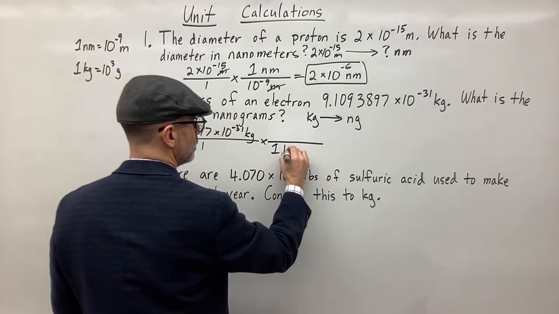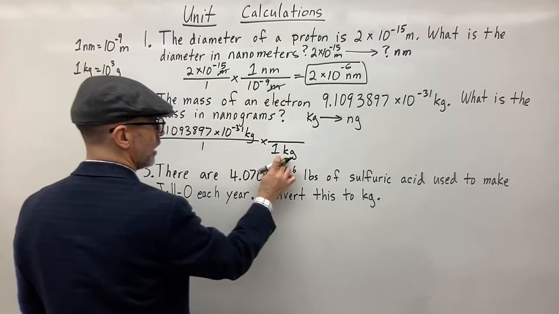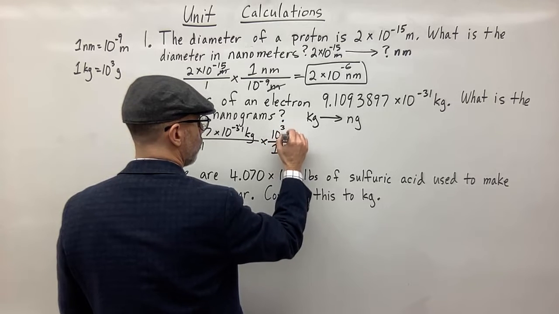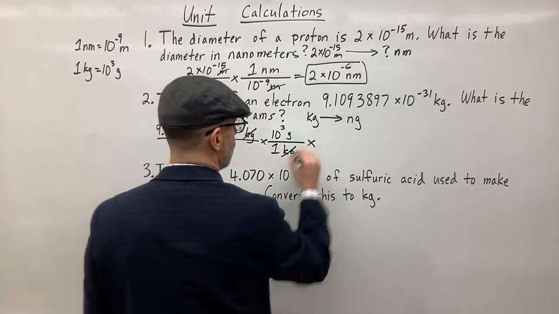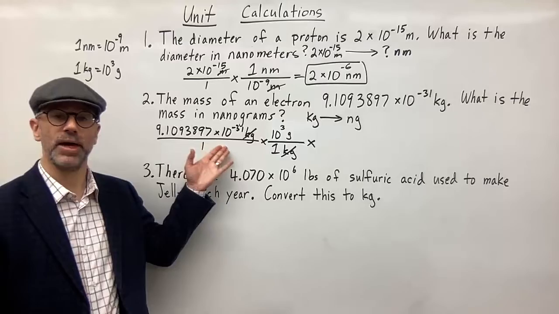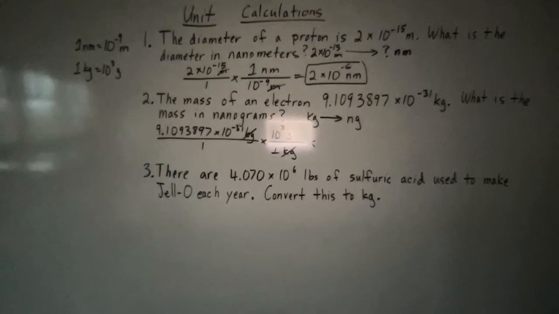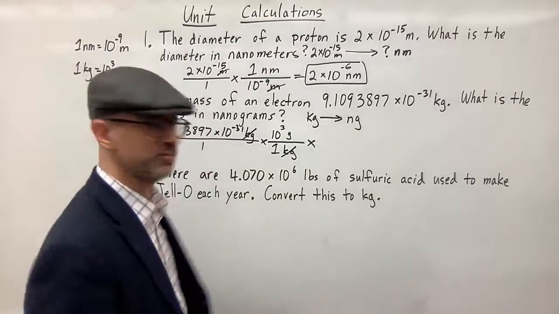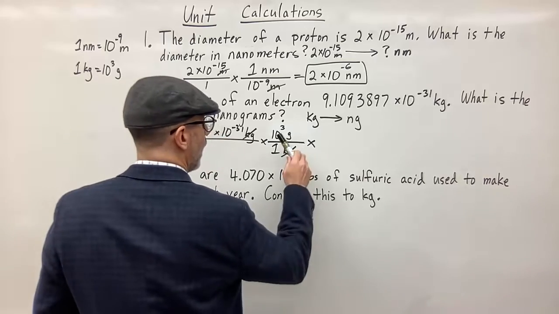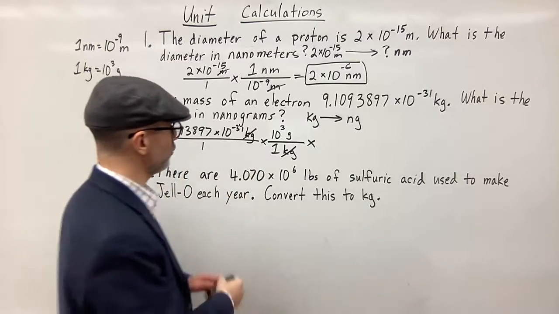So 1 kilogram goes on the bottom to cancel out, and then 10 to the third, or 1,000 grams, goes on the top. So kilograms cancels out. Now I've converted the prefix unit to the base unit. So now I'm going to convert the base unit to the prefix unit.